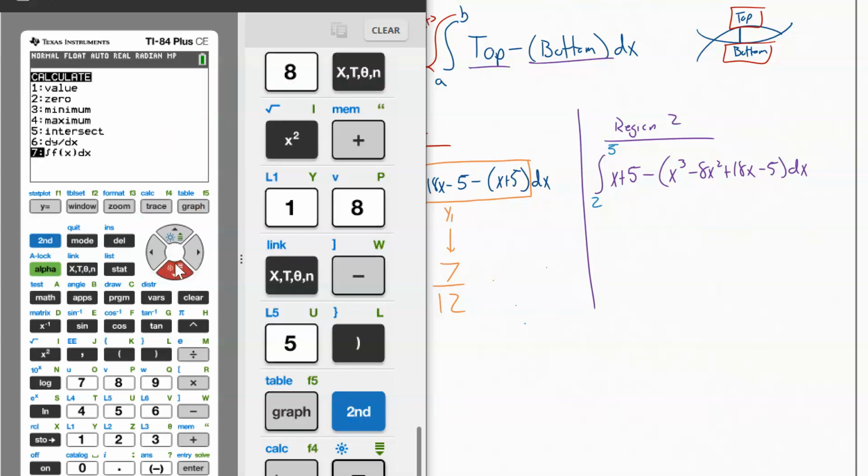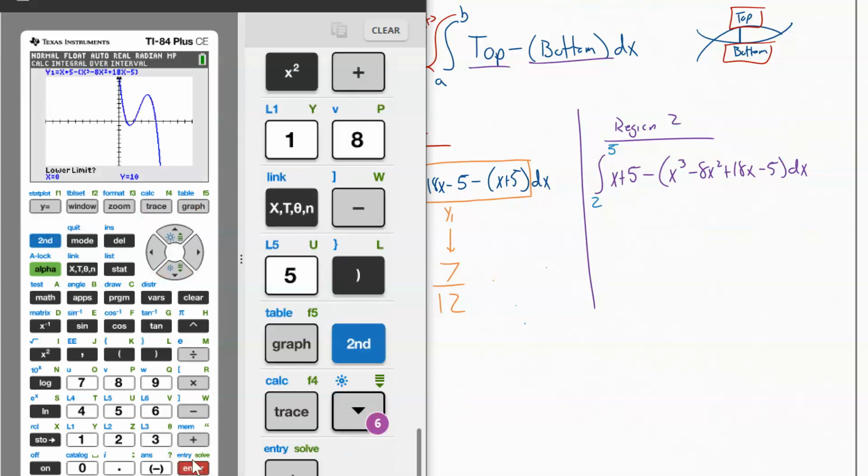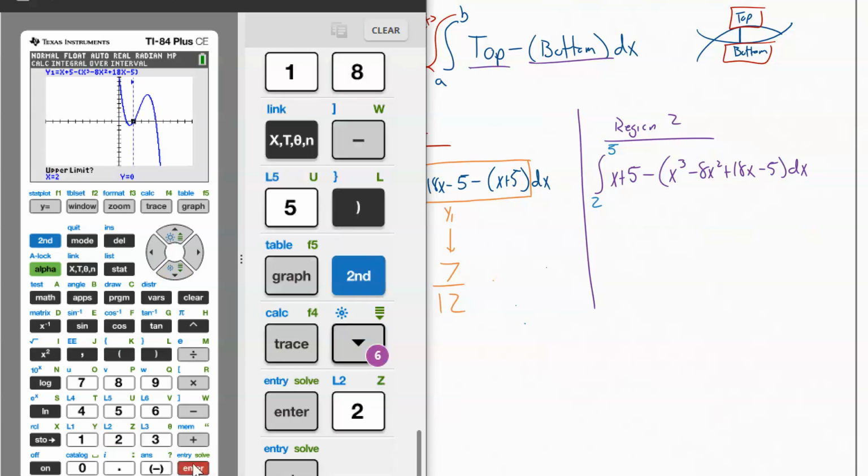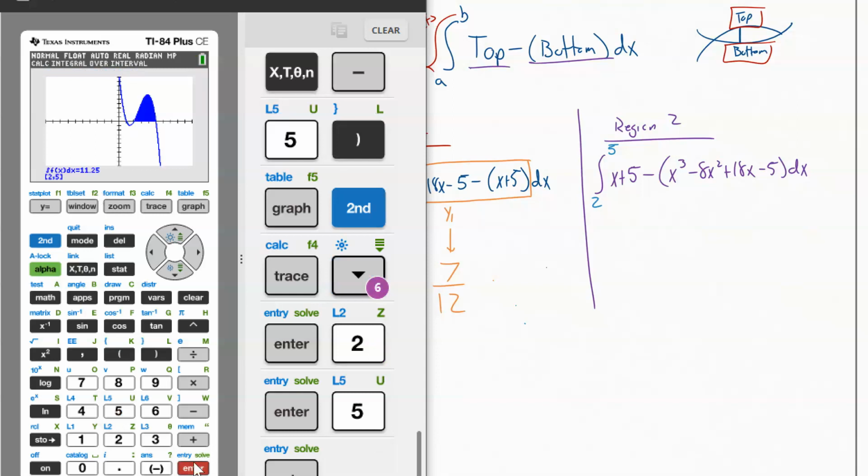We choose the number 7 option, integral. It wants our lower limit. Our lower limit on this one is 2, so we type in 2 and then hit enter. It then wants an upper limit. Our upper limit is 5, so we type in 5, hit enter. It shades it in and it gives us 11.25 out. So our answer for that region is 11.25.